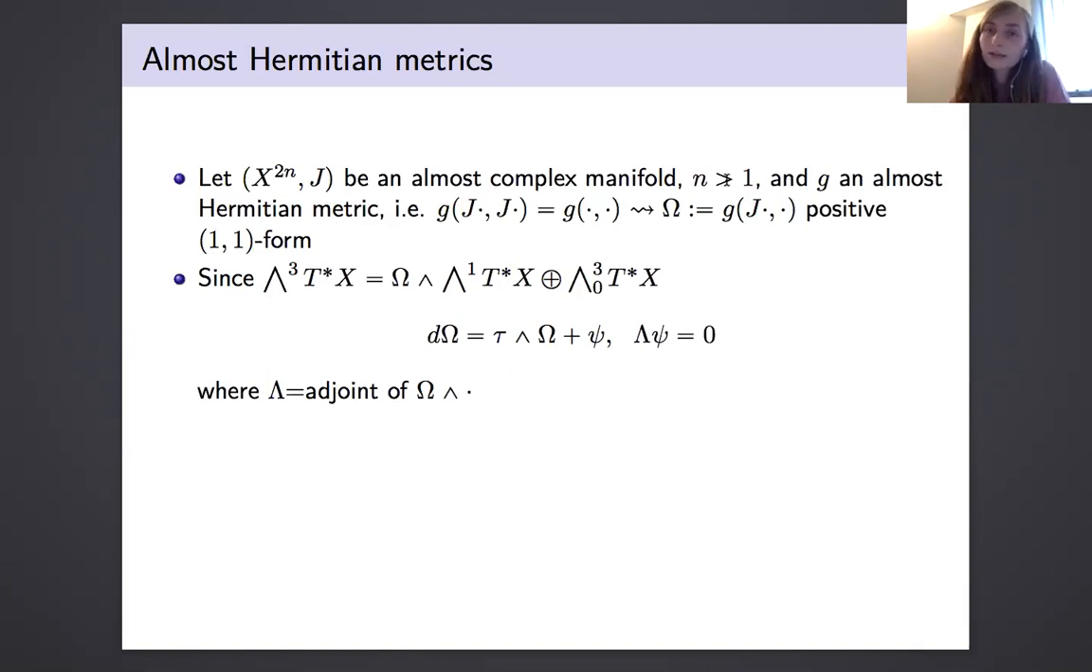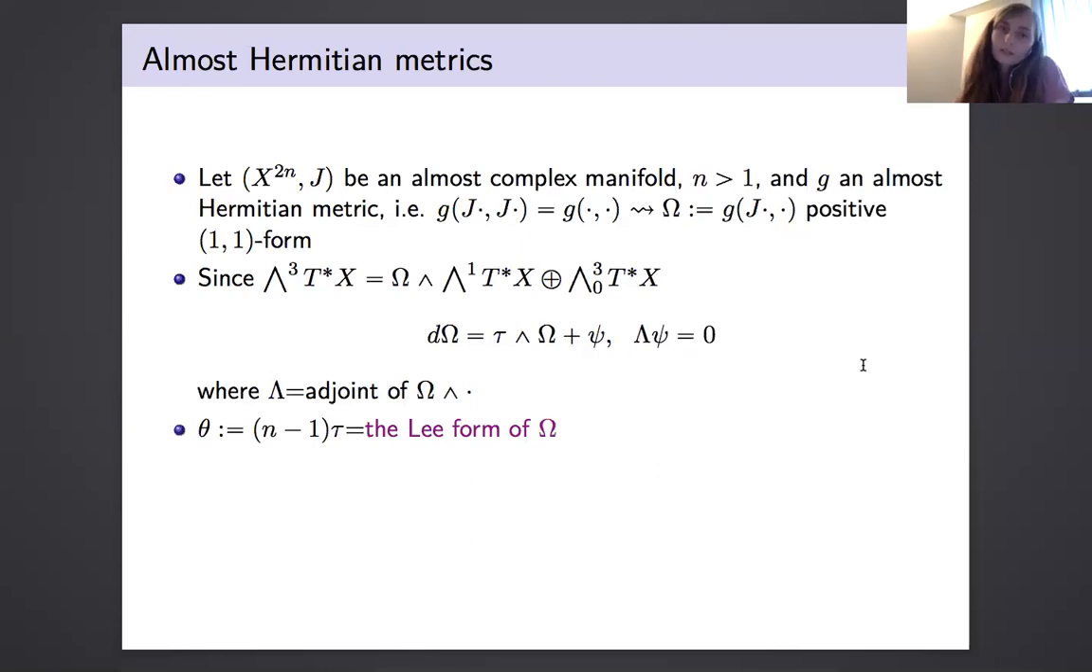Since the real dimension is bigger than 2, wedging with ω from 1-forms to 3-forms is an injective morphism, and this gives us a splitting of the space of 3-forms into the image of wedging with ω and the space of primitive 3-forms. So in particular, dω writes in a unique way as a 1-form wedge ω plus a primitive form. Primitive here means precisely Λ of it is 0, where Λ is the adjoint of wedging with ω.